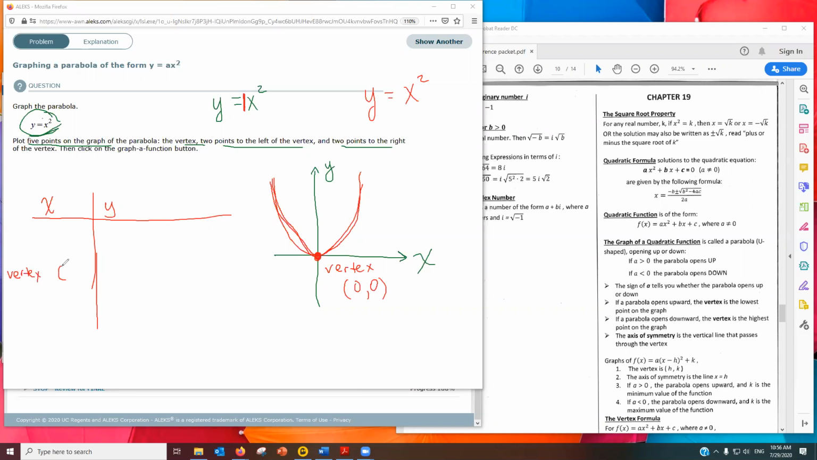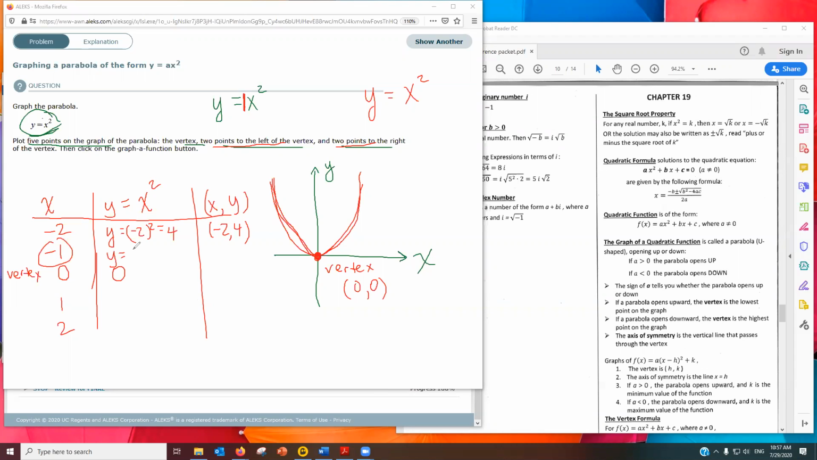Well, I know the vertex is 0, 0 for this example, so that's one xy point I'm going to put. Then they want 2 points to the left of the vertex. So I'm going to pick -1 and -2 to go to the left. And then they want 2 points to the right. So I'm going to put +1, +2. Now to find the y value, I just use the given equation that said y equals x squared. So in this case, y is going to be -2 squared. Well, that's 4. So then the xy point here, I'll just put it in ordered pair format. This is -2, 4.